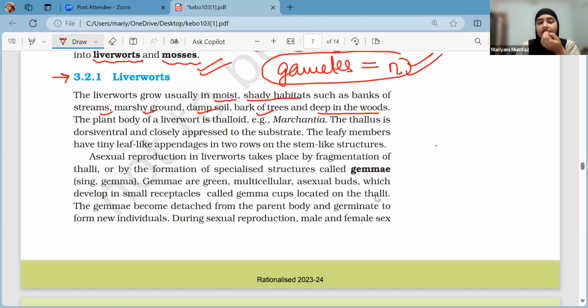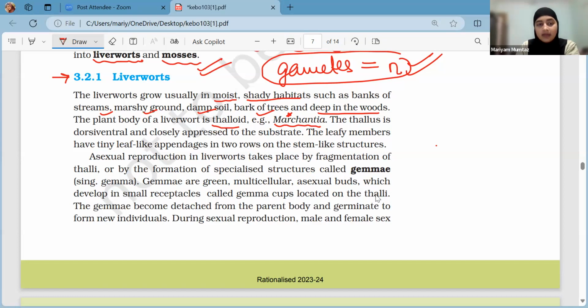Now, the plant body of a liverwort is thalloid. Again, a thallus-like structure is there. And the example which comes under liverworts is Marchantia. Okay, this is an important example, Marchantia. Now, the thallus is dorsiventral and closely appressed to the substrate. Sort of like it looks flattened to the surface. So it looks closely appressed to the surface or the substrate.